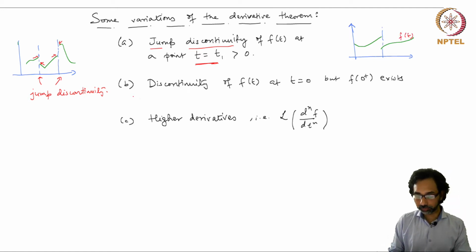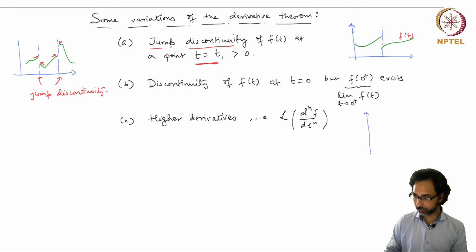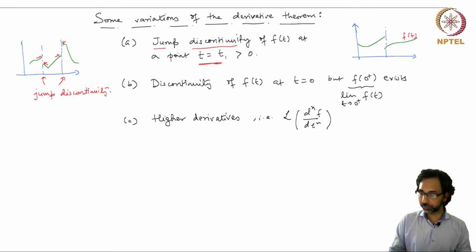The second one is that f itself is discontinuous at t equal to 0, but the limit f(0+), which is simply the limit as t tends to 0 from the right of f(t), exists. But the function itself is not continuous at t equal to 0. An example of a function which has discontinuity at t equal to 0 and yet the limit as t tends to 0 from the right of f(t) exists is given by the following function.